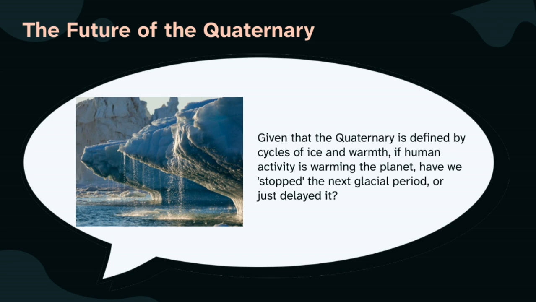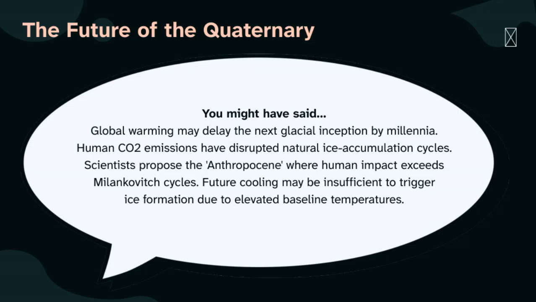Here is a discussion question. Do you think human activity is now more important than natural cycles in shaping the climate? 1. You might have said that global warming may delay the next glacial inception by thousands of years. You might also have said that human carbon dioxide emissions have disrupted natural ice accumulation cycles. Another strong point is that future cooling caused by natural cycles may not be enough to trigger large-scale ice formation if baseline temperatures remain too high. The strongest answers recognize both sides. Earth has natural climate cycles, but human activity has now become a major influence on the climate system.